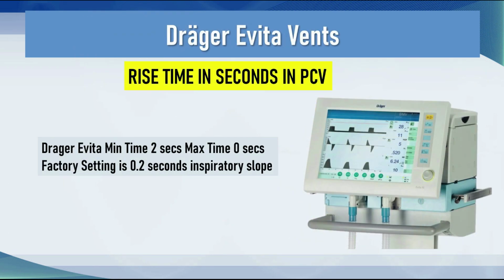The Draeger Evita does the rise time differently. They don't call it rise time, they call it the slope, but it's the rise time in seconds. The minimum time is 2 seconds and the maximum time is 0 seconds. And the factory setting is 0.2 seconds.